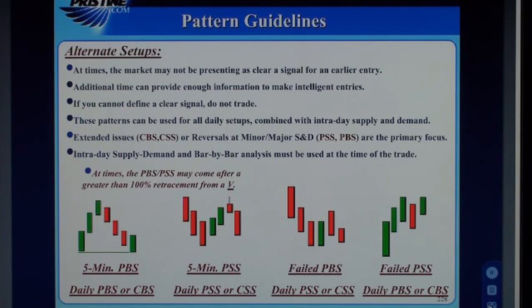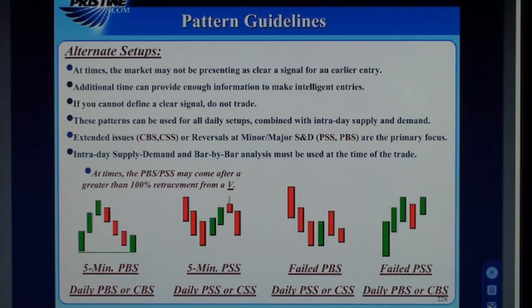Now, these can form after a greater than 100% retracement, meaning the 5-minute may take out the low of the day and then form that bullish change for the guard, or the 5-minute PSS may take out the high of the day and then form a bearish change for the guard. The fact that they've taken out either the low of the day or the high of the day with the sell setup is okay. Remember, the daily time frame is on our side here, the trend and the direction of prices from the longer time frame.